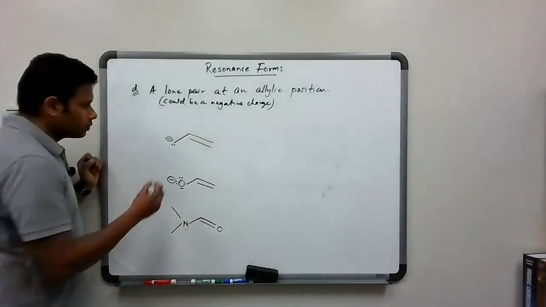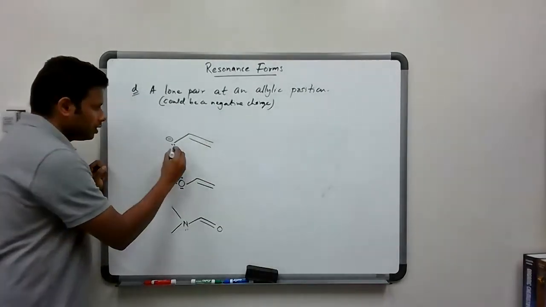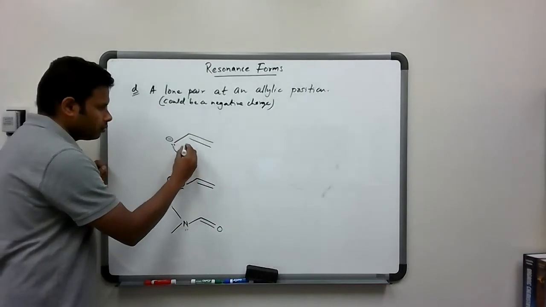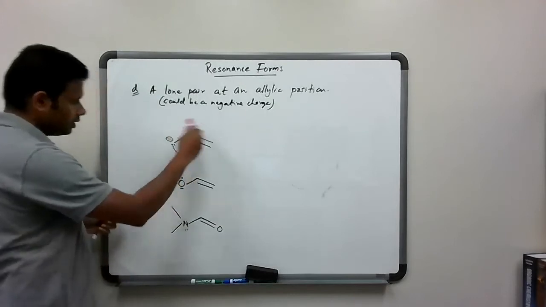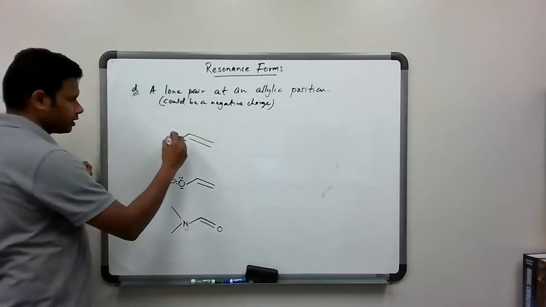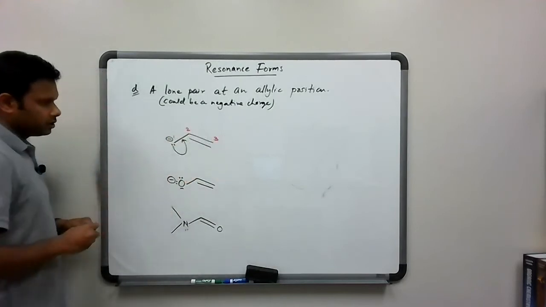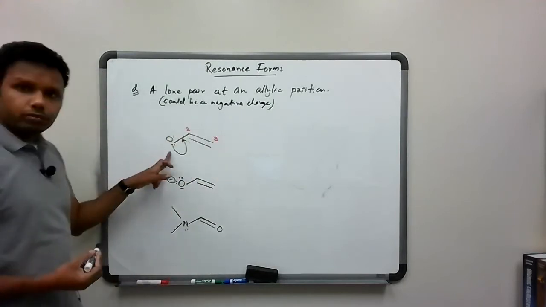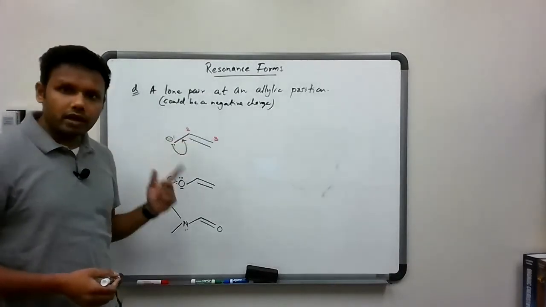So what we're going to do is start with the lone pair at the allylic position. We take this lone pair and move it to the space here. And since these are all carbon atoms, it might be helpful to actually number these. So we took the lone pair and we moved it to the space between carbon atoms 1 and 2.